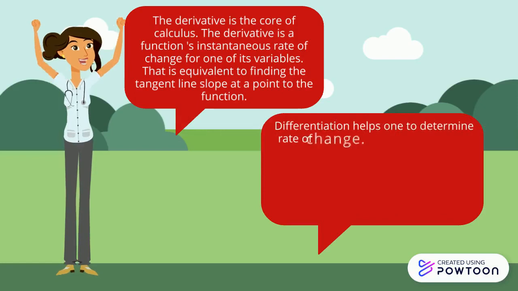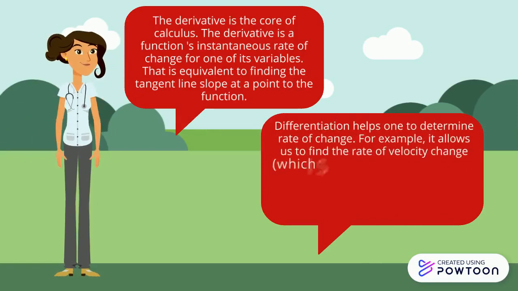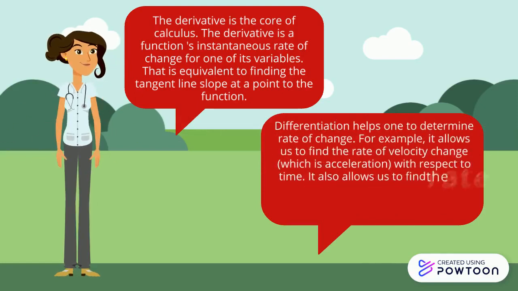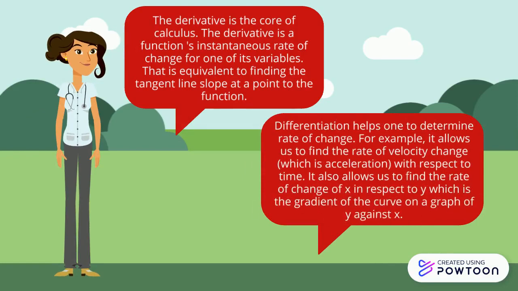Differentiation helps one to determine rate of change. For example, it allows us to find the rate of velocity change, which is acceleration with respect to time. It also allows us to find the rate of change of x with respect to y, which is the gradient of the curve on a graph of y against x.